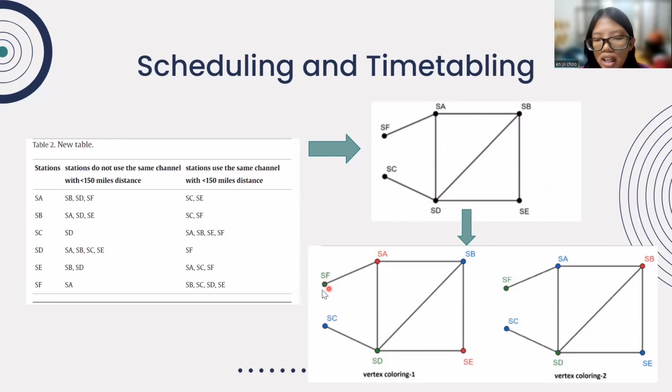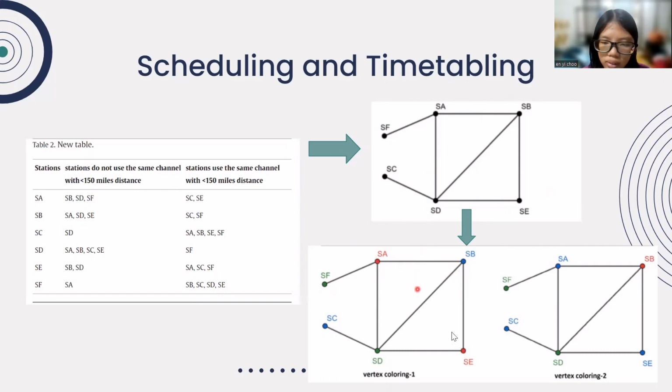For example, SF is green. We cannot have the same color as SF because they connect to one another, so we can put this one as red. Then SB also cannot have the same color as red, so we put it as blue. Then for here, we can put it as red.